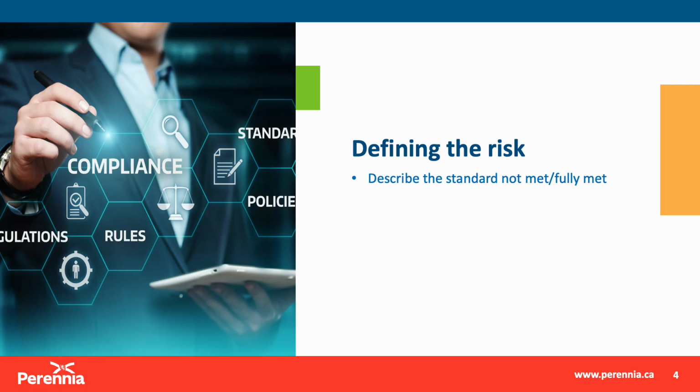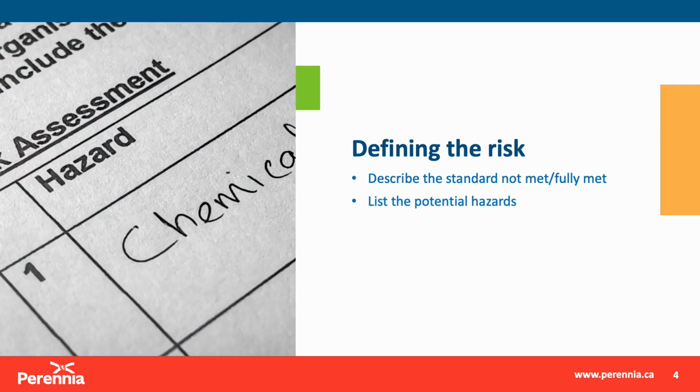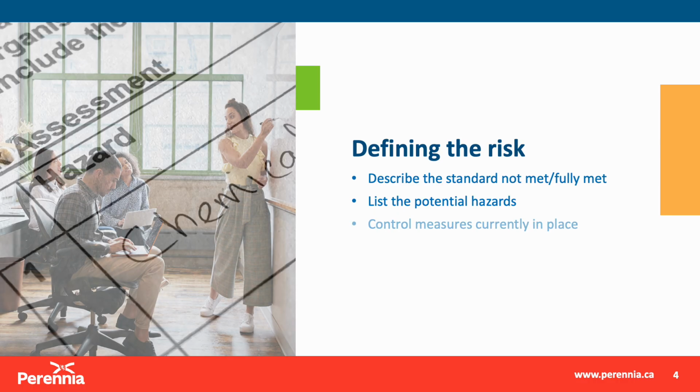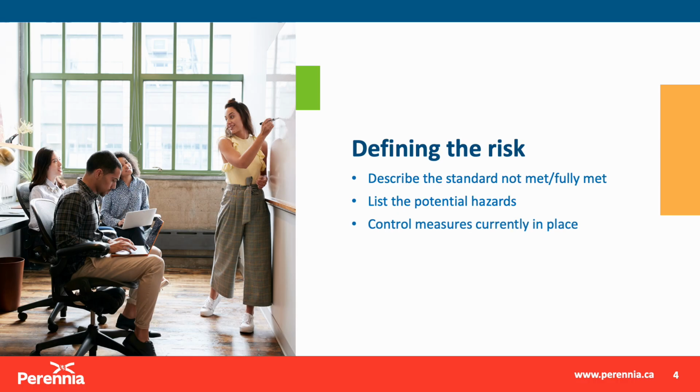List out all of the potential hazards associated with the standard you're risk assessing, not meeting, or not fully meeting that are associated with your preventive controls and CCPs, if applicable. Then list all of the control measures you currently have in place to minimize or eliminate the risk.